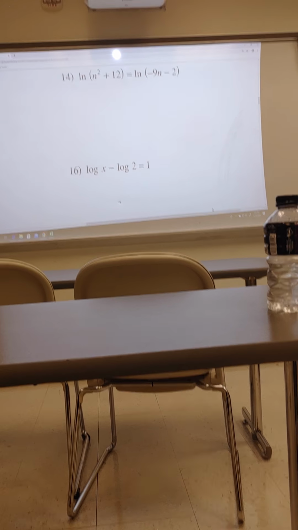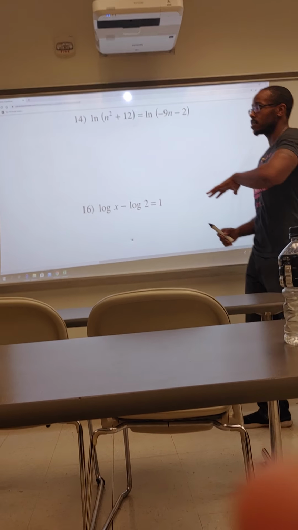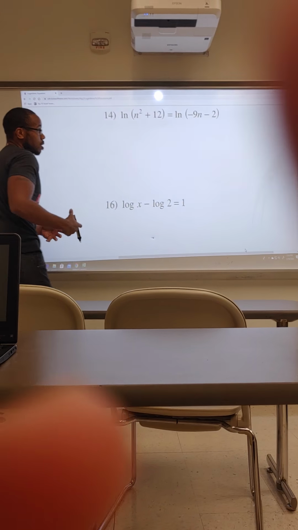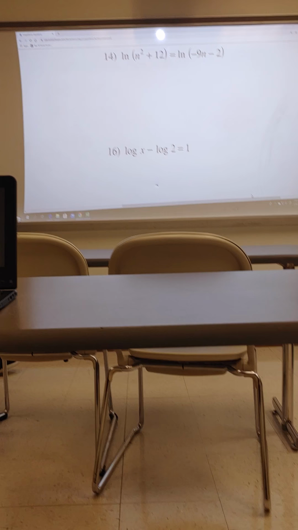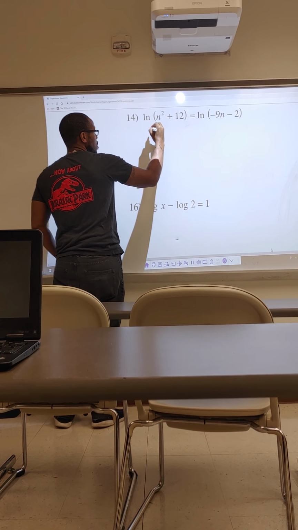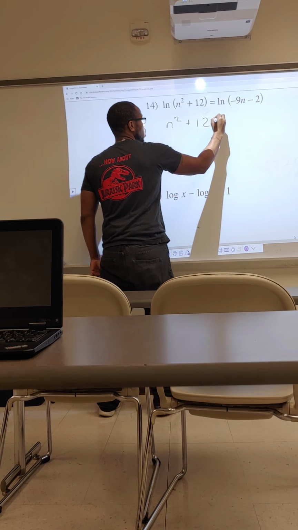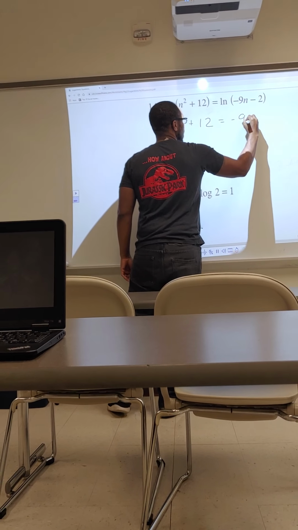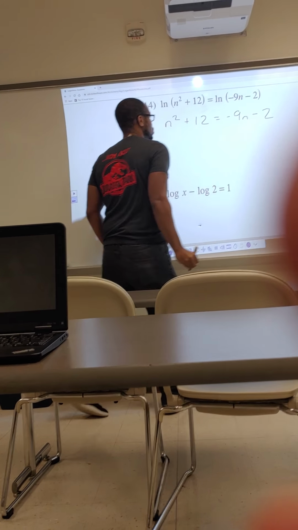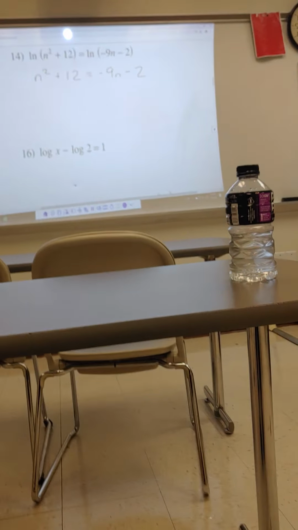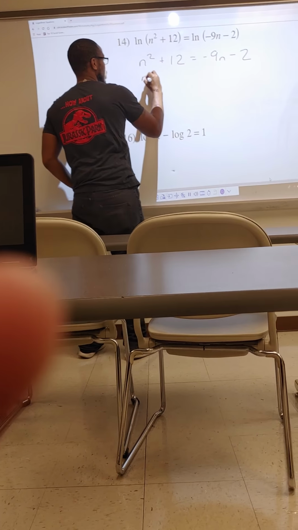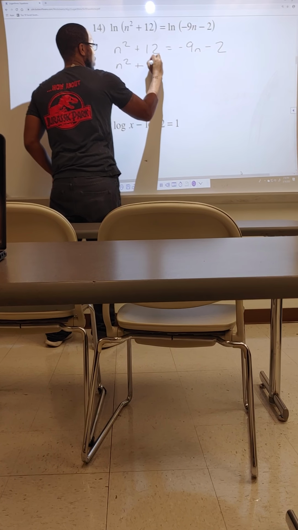It has a natural log. Natural logs work no different from a log. If the natural log is on both sides, the natural log is going to cancel. So we end up with n squared plus 12 equals negative 9n minus 2. I only showed you that so that you wouldn't feel that it was more complex because you had a natural log in it. So now we would end up with n squared plus 9n.